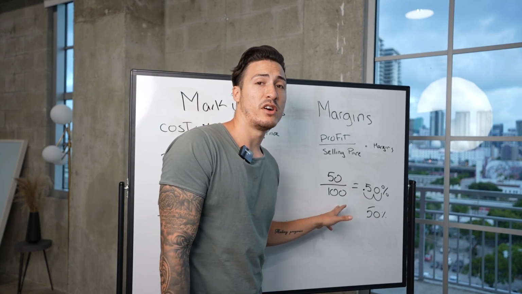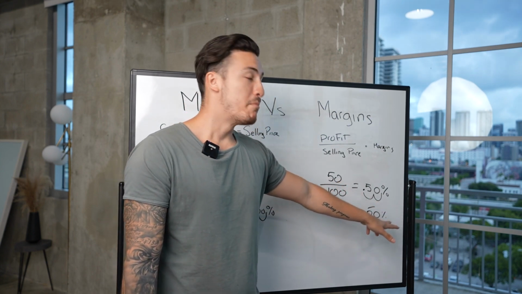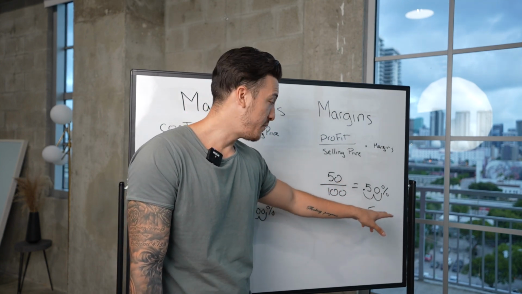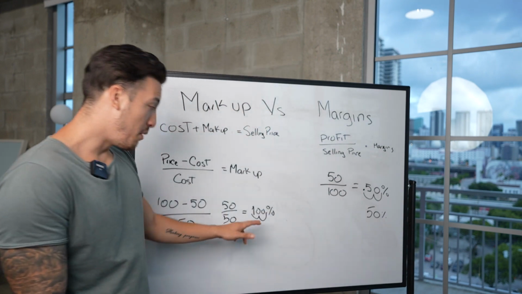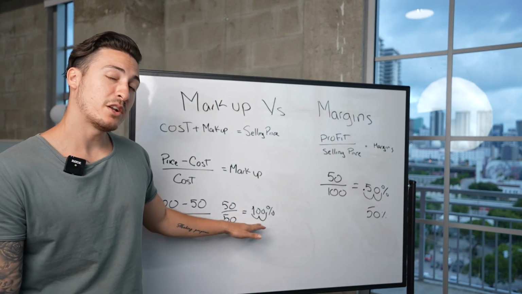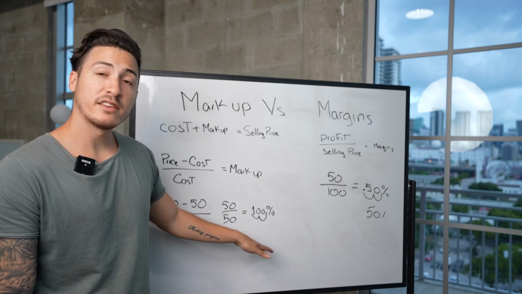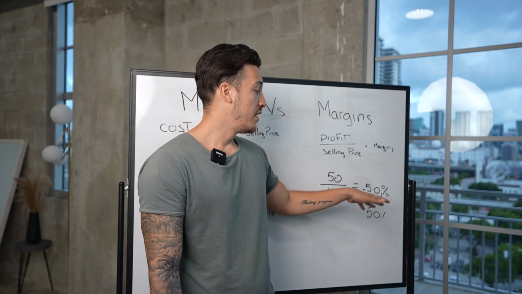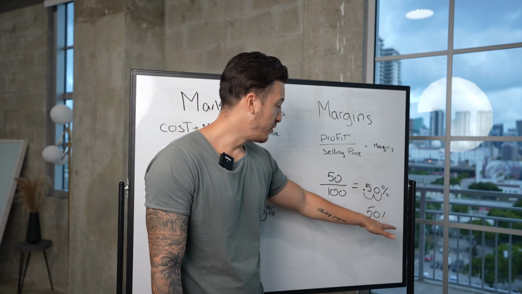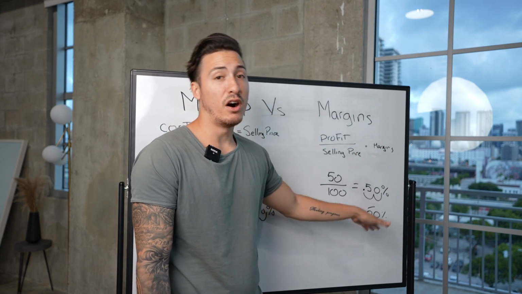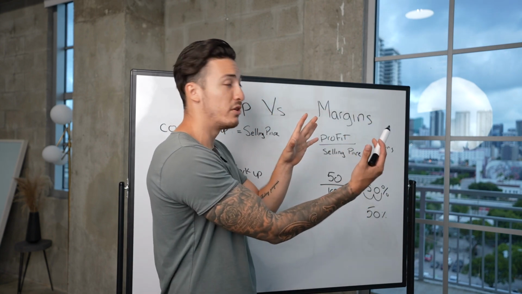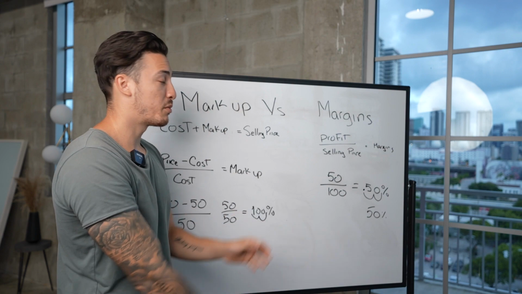You sell something for $100 that costs you $50. Your margin, your profit, is 50%. But your markup is 100%. You're marking up the product 100% to get to the sale price. And when you sell the product, you're profiting 50% of that sale. So from the sale, you grab 50%, and that's your profit.